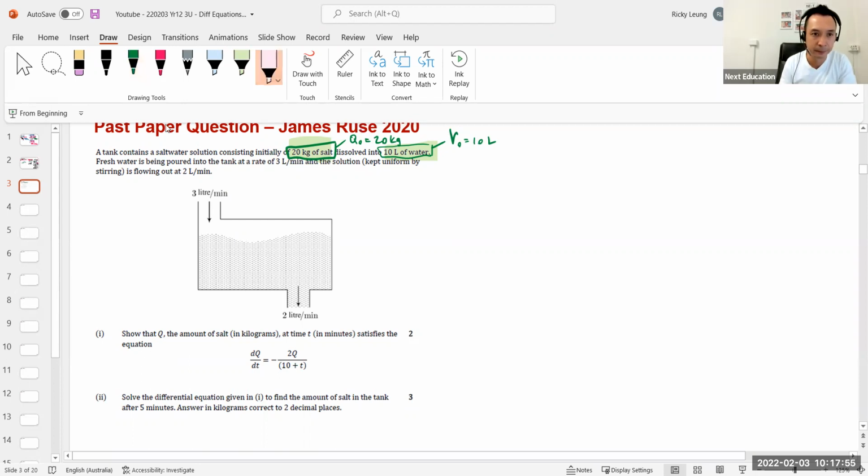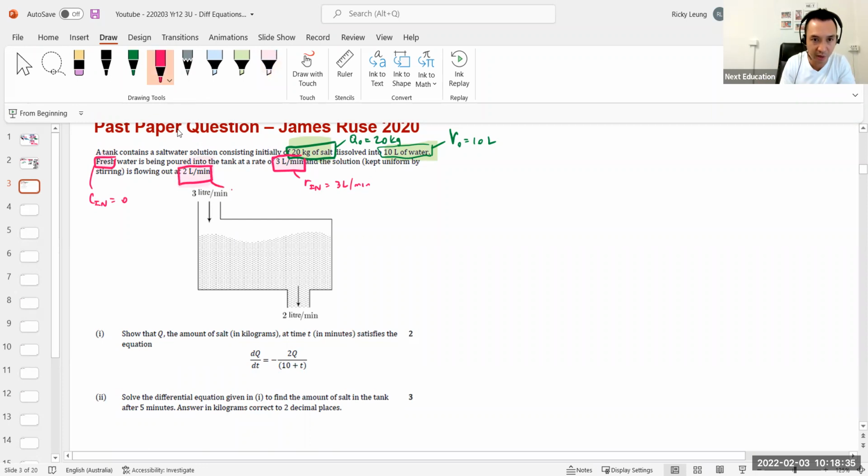Now, the pink stuff. Fresh water is pumped in. Fresh water implies no salt, and no salt implies concentration 0. Fresh water is pumped in at 3 liters a minute. I'll underline fresh. So that is the rate in, 3 liters per minute. But the word fresh means that the concentration in is 0. That's important.